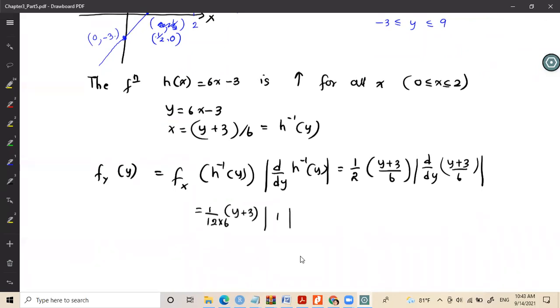Okay, so that will be y plus 3 divided by 72. 12 times 6 is 72. So this is the PDF of Fy. Okay, is this clear to all of you? If this is confusing, you can keep 6 here, right? And then finally multiply it. Since this is increasing, you'll end up with a positive value inside the absolute value, so it doesn't matter. So it's just multiplying by 1 over 6.